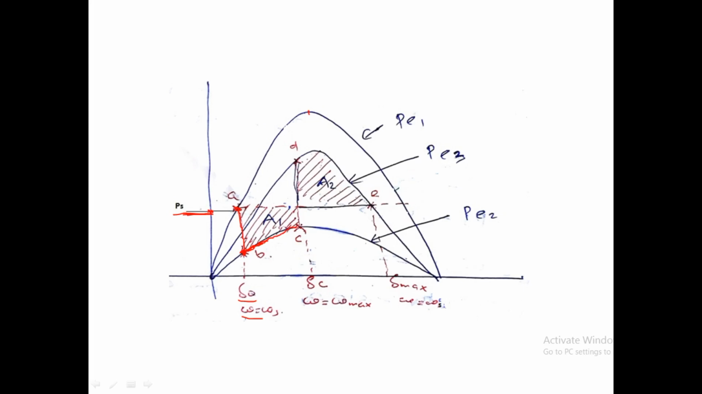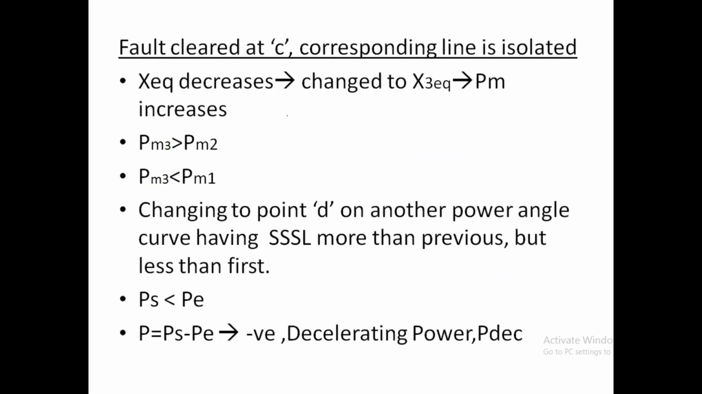What is the speciality of that point C? We can see that in the next slide. The fault is cleared at C. So this is the speciality of C. At this point C, we are clearing the fault. That point C depends on the time at which we clear the fault. We can clear it suddenly, or we can take some time and then clear it.